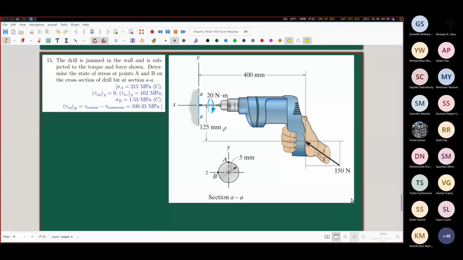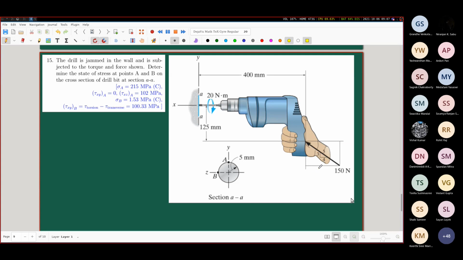And you also have a force being exerted on this overall drill, which is certainly being transmitted to this drill bit because of the application of the force from the user's hand. This force is acting in an oblique sense. This ratio is given, 3, 4, 5, meaning this vertical side is 3, this horizontal side is 4. So it's a nice right angle triangle. You can obtain cos theta and sin theta from here.